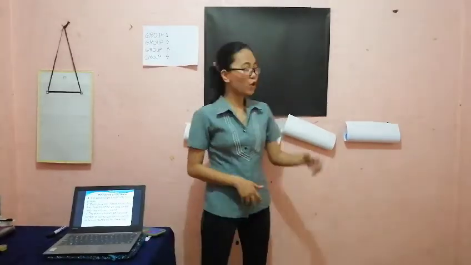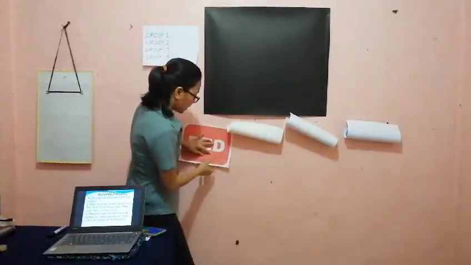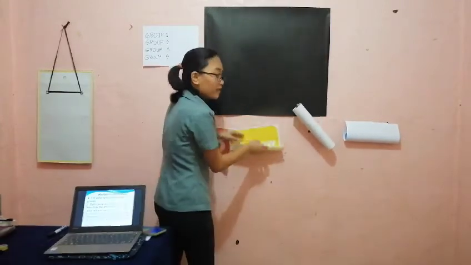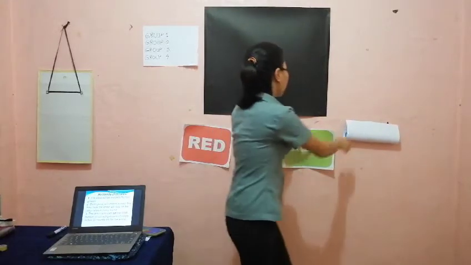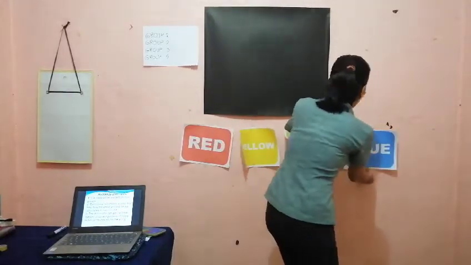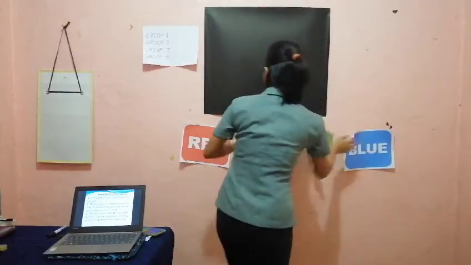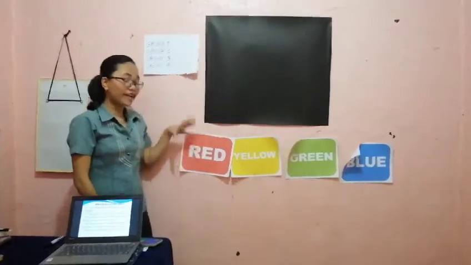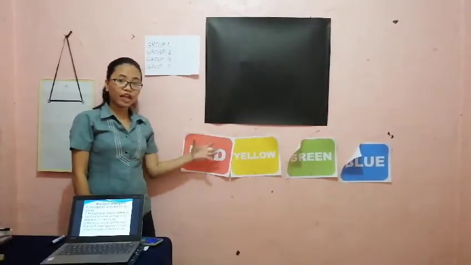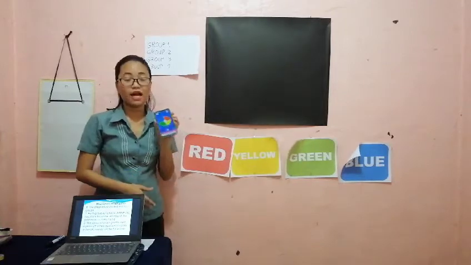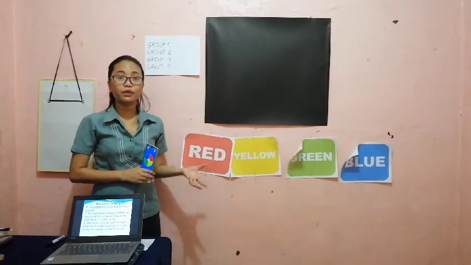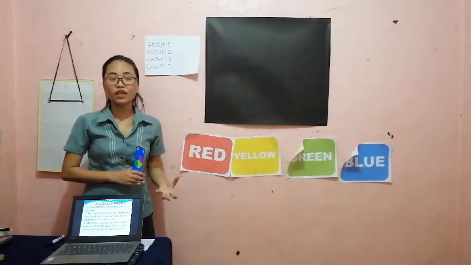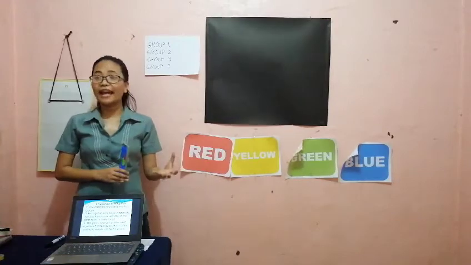Each group is going to pick a color that they think the arrow will stop at once we spin the coloretas. So we have 4 colors. The color red, the color yellow, the color green, and the color blue. You're going to choose a color that you think the arrow will stop at once I spin these coloretas. The group who will get the most number of correct guesses will be the winner. Are the mechanics clear? Okay, let the game begin.